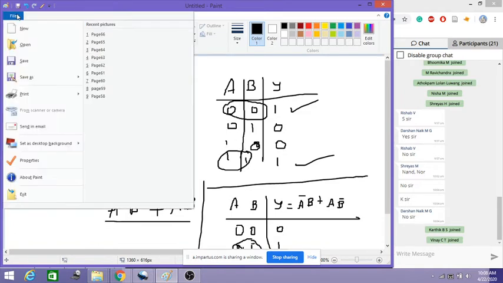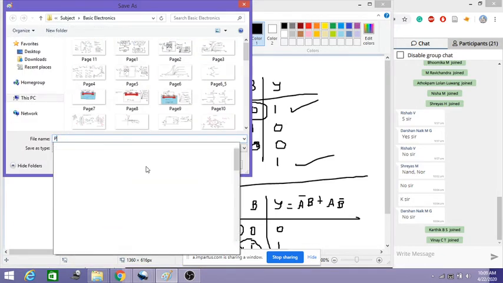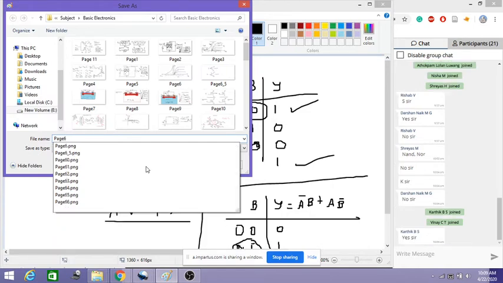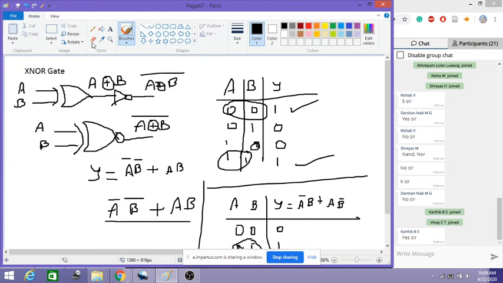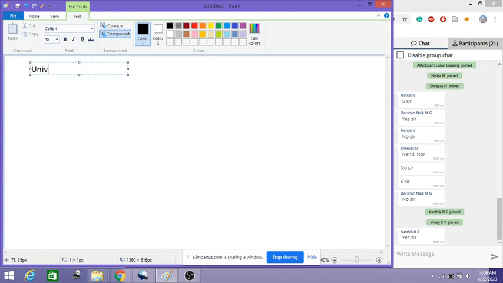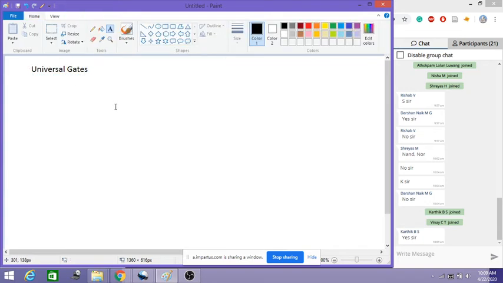So let us go for the universal gates now. Now let us talk about the universal gates. So I'll write here. I told you using the basic gates I can construct any type of gate, any kind of logic circuit. But the problem is that if I use the basic gates, it will be a waste of resources. How do I say waste of resources?